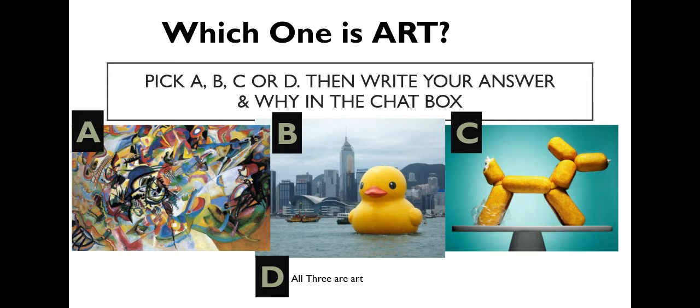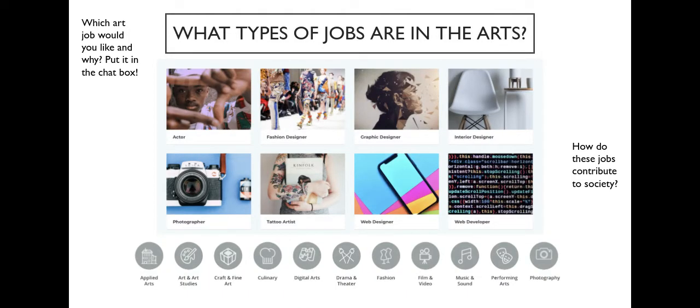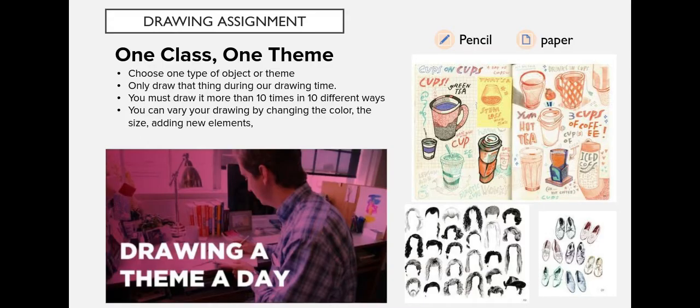We have an artwork by Kandinsky, which is a painting. We have the giant rubber ducky. And then we have the balloon dog done in Twinkies by Jess Kuntz. Another thing is there are lots of jobs in art. So you aren't only taking art in school for the fun of it, but maybe one day you could have a career in art. Think about how these jobs contribute to society, and which job would you like to do?